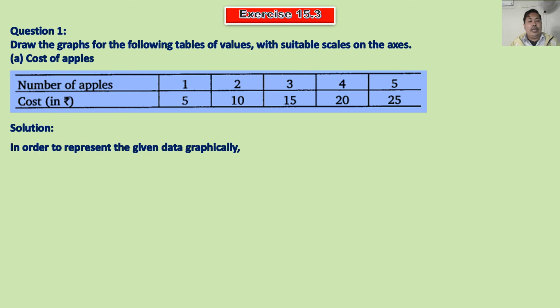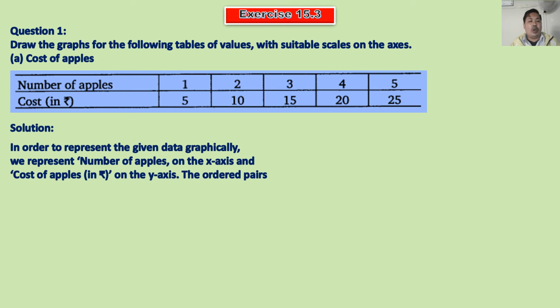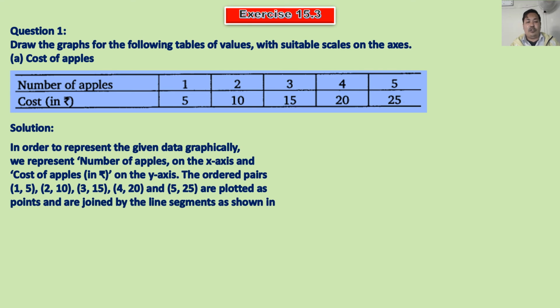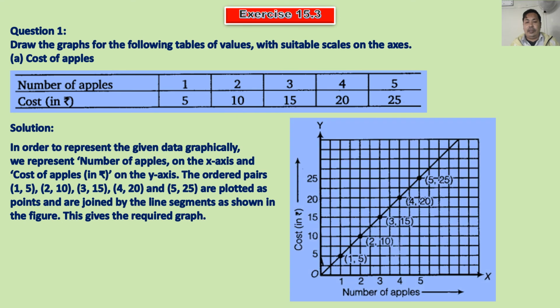In the solution, it is explained that in order to represent the given data graphically, we represent the number of apples on the x-axis and the cost of the apples in rupees on the y-axis. The ordered pairs, meaning the coordinates, 1, 5; 2, 10; 3, 15; 4, 20; and 5, 25, are plotted as points and are joined by a line segment as shown in the figure, which gives the required graph. So this is the graph here.